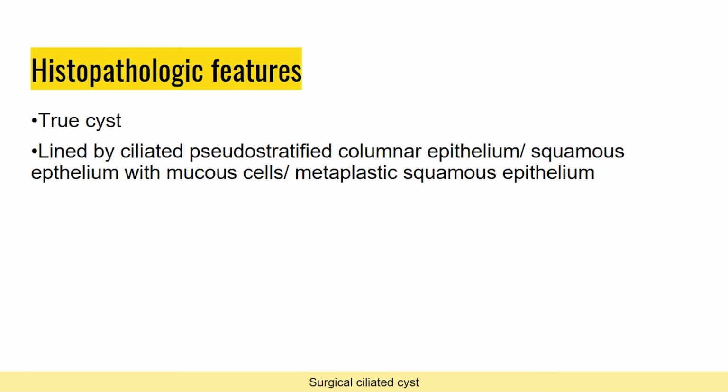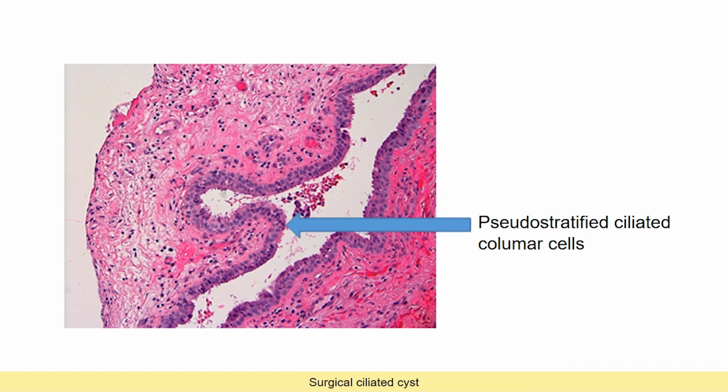Proceed to histopathological features. It appears as a true cyst. So it is lined by ciliated pseudostratified columnar epithelium or squamous epithelium with mucous cells or metaplastic squamous epithelium. So from these histopath features, you can see pseudostratified ciliated columnar cells as the epithelial lining.